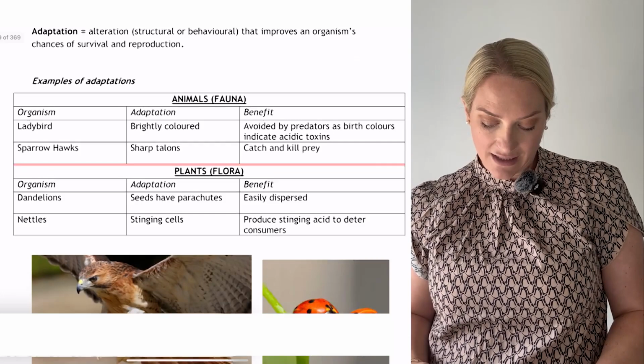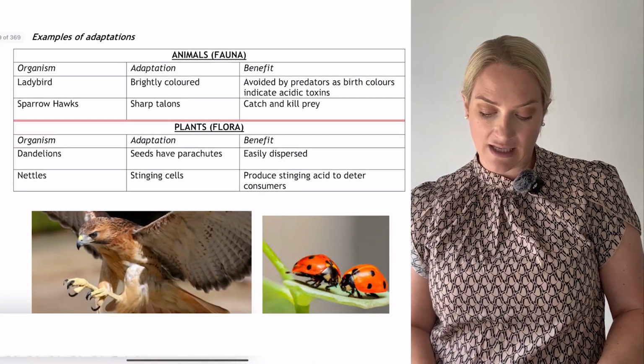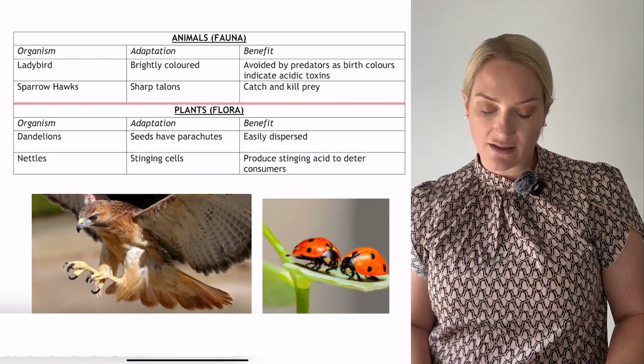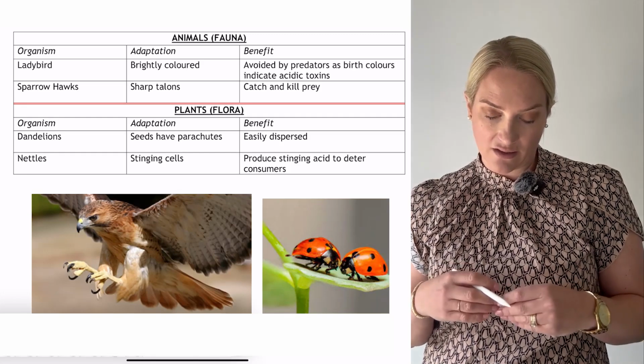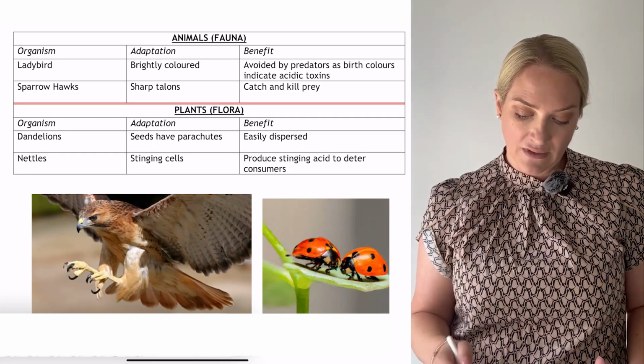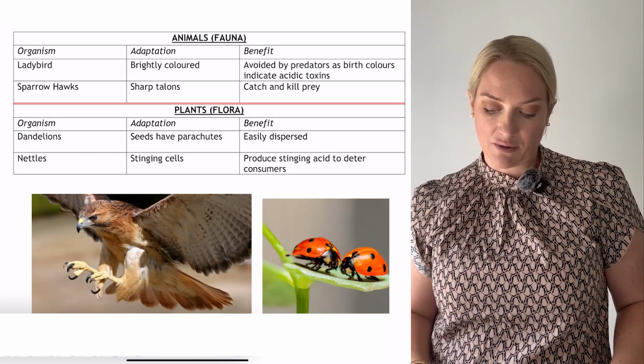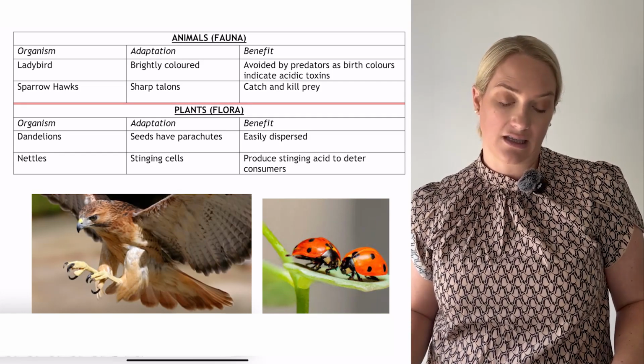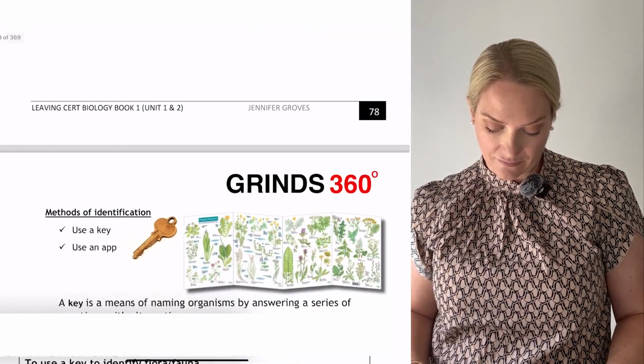With plants, dandelions have seeds with parachutes, so they're easily dispersed when they dry out. And then nettles have stinging cells that produce an acid to deter consumers as well.